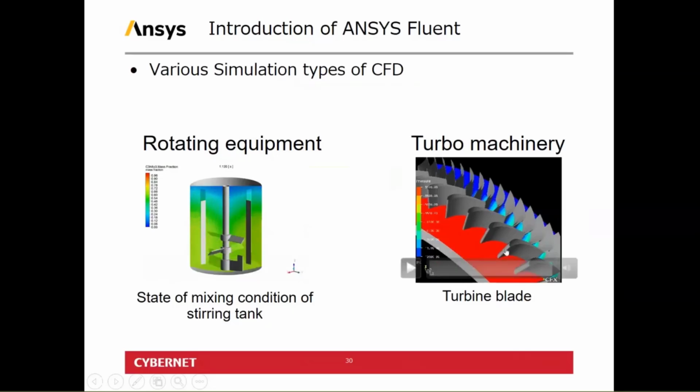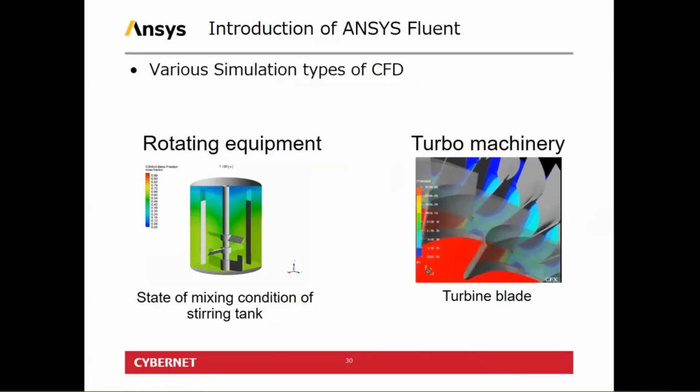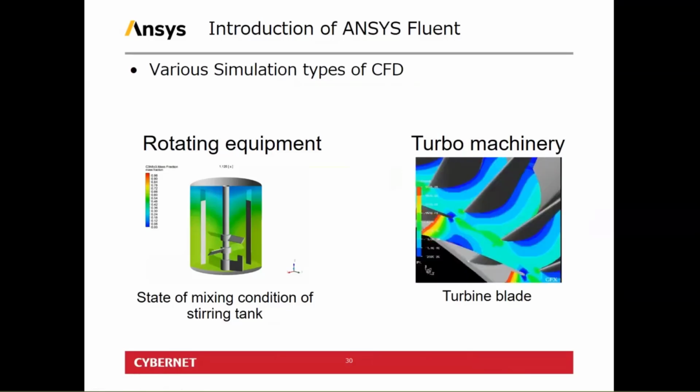Okay, so this example is an example of turbo machinery. There's a static blade and a rotating blade. Like this example, you can know the velocity and the pressure distribution between these blades.